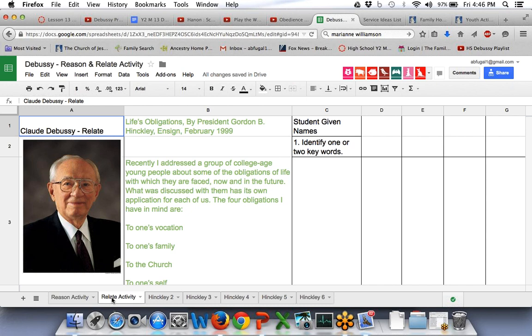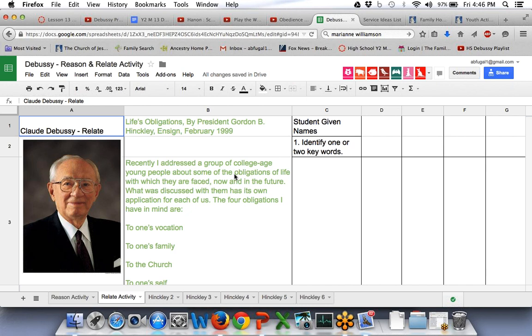Now, President Hinckley gave a talk called Life's Obligations, and he's talking to young people, not much older than you. And he says, we are faced with four obligations in life. And he's going to discuss them with you now. And the one we're going to choose is vocation. We're going to talk just about this one.